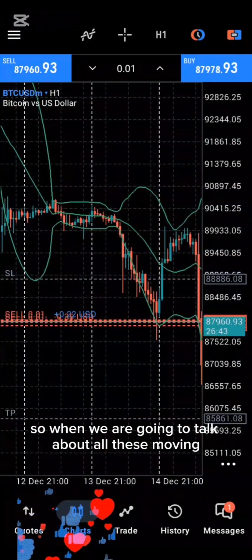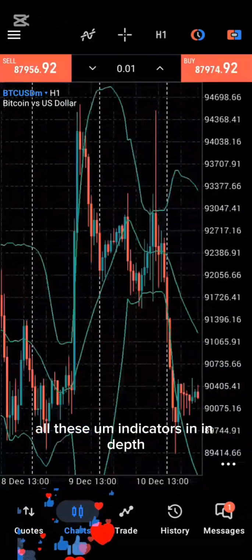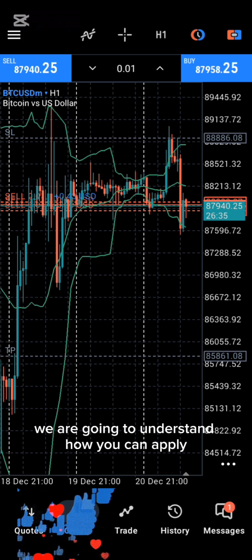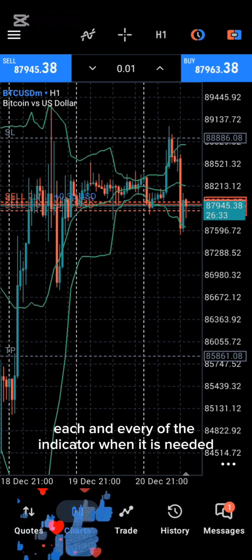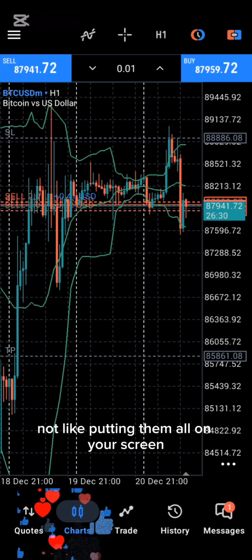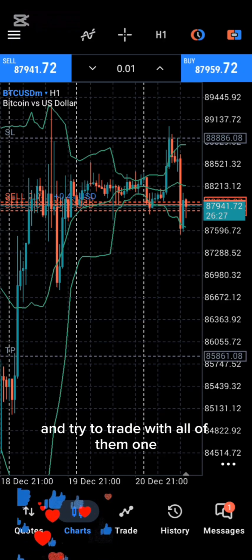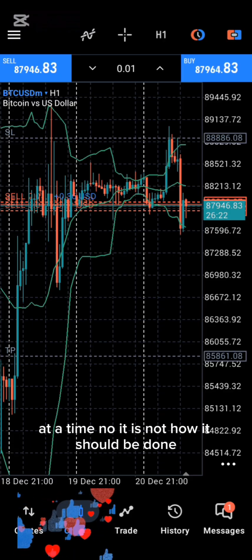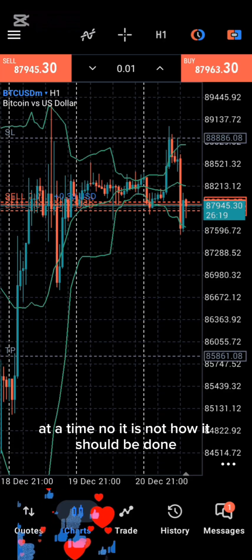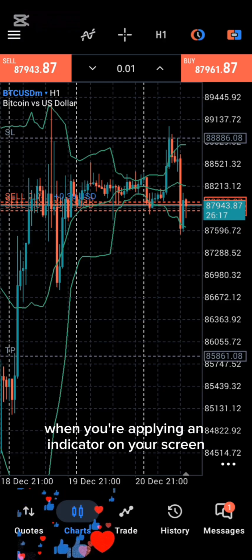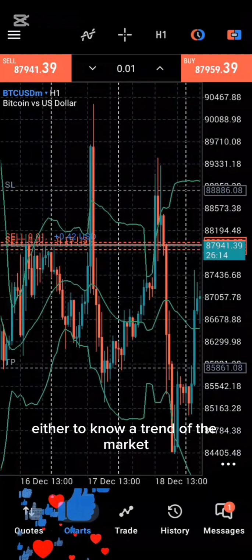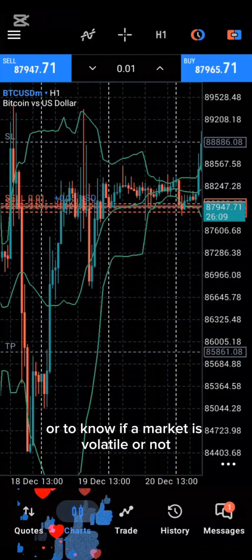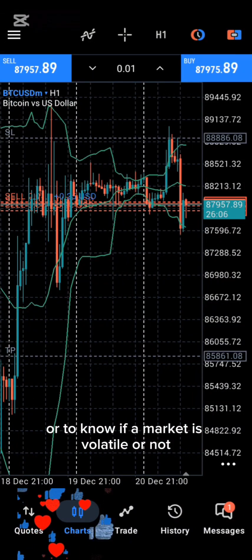So when we are going to talk about all these indicators in depth, we are going to understand how you can apply each and every indicator when it is needed, not like putting them all on your screen and trying to trade with all of them at the same time. No, it is not how it should be done. When you are applying an indicator on your screen, it should be for a specific purpose, either to know a trend of the market or to know if a market is volatile or not.